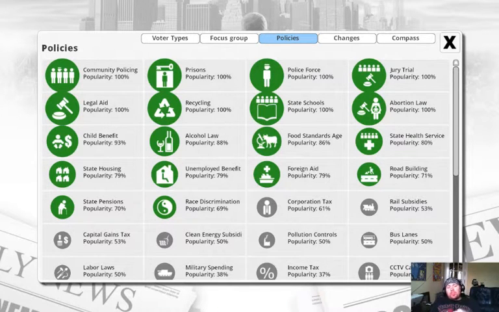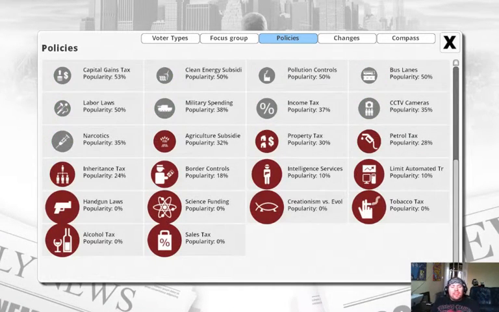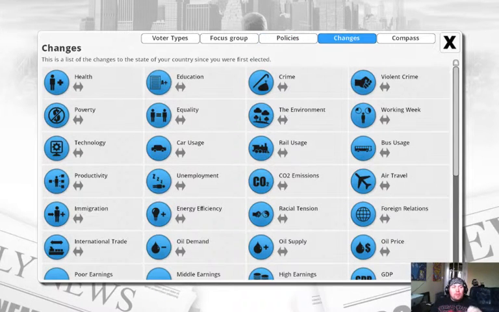What policies are popular? Community policing, prisons, police force, jury trial, legal aid, recycling, state schools, abortion law. These things people love. These are the things that we need to concentrate on to try and keep the voters happy. On the other hand, sales tax, alcohol tax, handgun laws, science funding, creationism versus evolution in schools, tobacco tax, they hate these things. These are the things we maybe need to look at and try and reduce, to try and make the people like us more and try to bring people back on side.